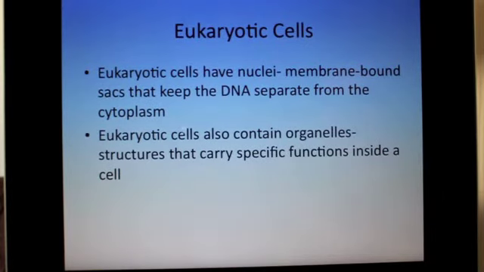Okay. Next, we're going on to eukaryotic cells. These are cells that have a nucleus. So these nuclei, which is the plural of nucleus, for those of you who were not forced to take Latin in high school, I was. Okay, eukaryotic cells have nuclei. These are membrane-bound sacs that keep the DNA separate from the cytoplasm. By keeping the DNA separate, you protect it. Eukaryotic cells also contain organelles, which are structures that carry out specific functions inside a cell.